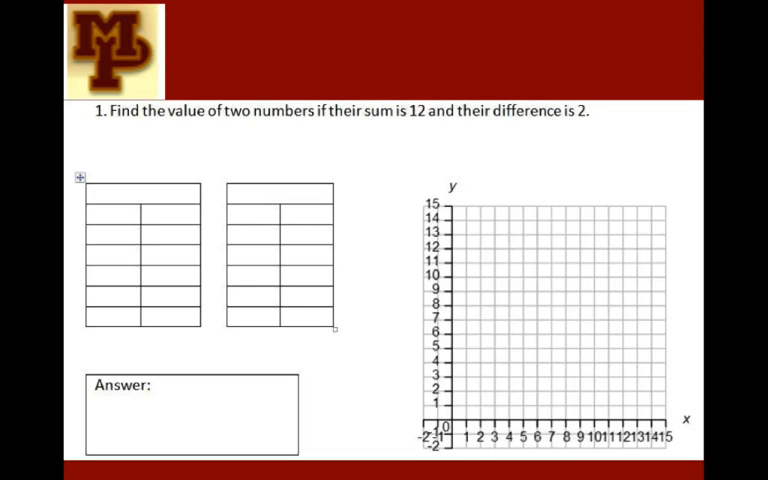So we'll just write the system for this. We're looking for two numbers whose sum is 12. So one equation would be x plus y equals 12. And then if we want their difference to be 2, then we will say x minus y equals 2.